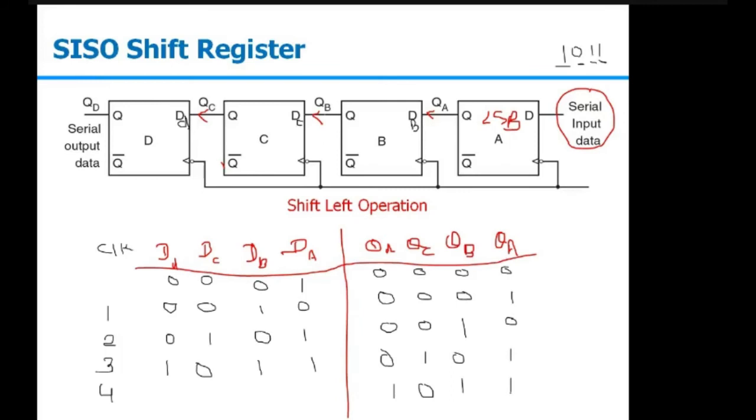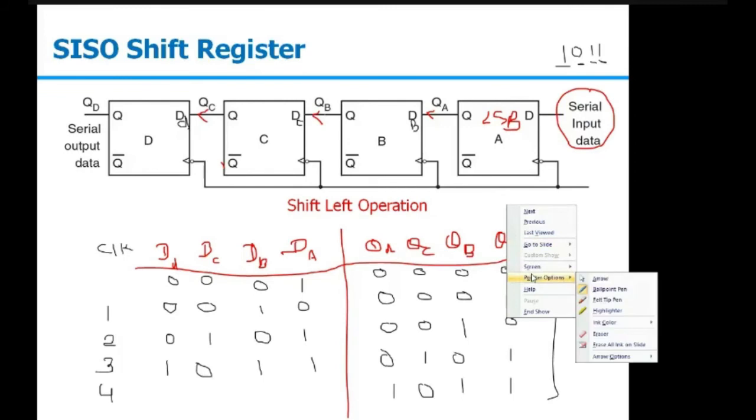If this were a shift right operation, then we have to apply the input to the MSB side and we will be shifting it right to get it out from the LSB side. So this is the right operation. So till now we did the writing. Now let's see how many clock pulses are required to read the data.